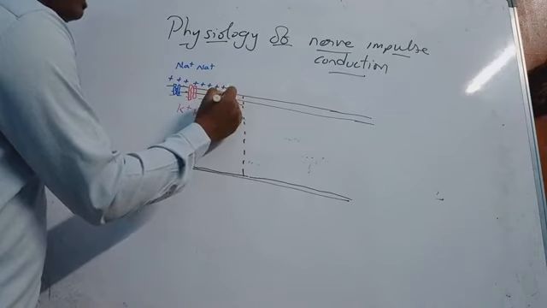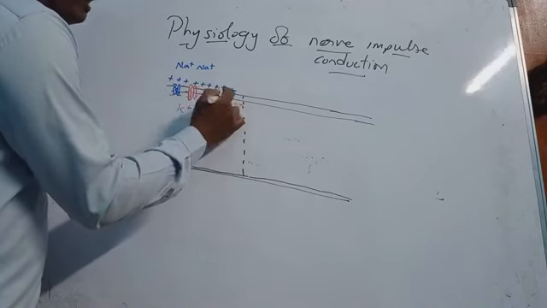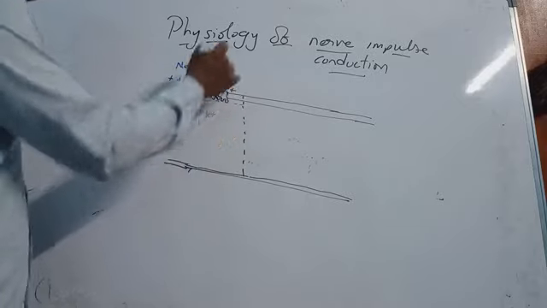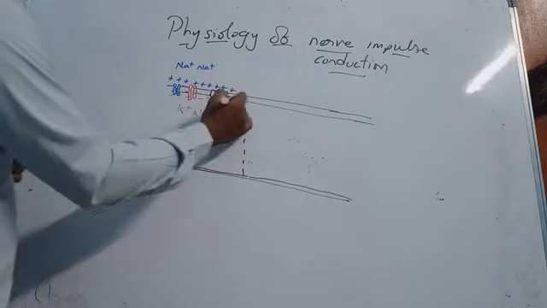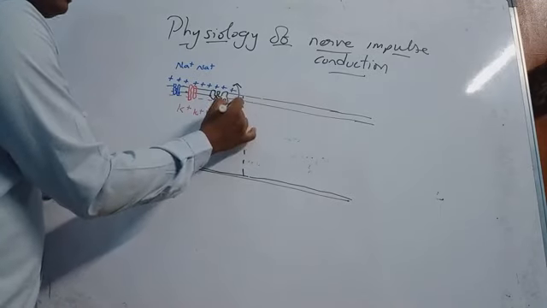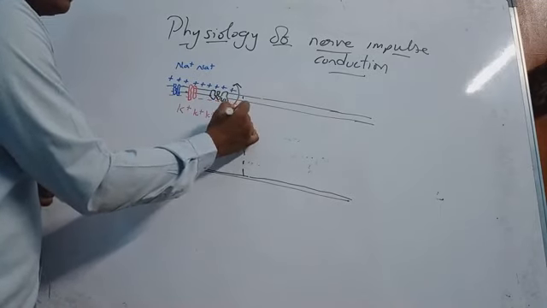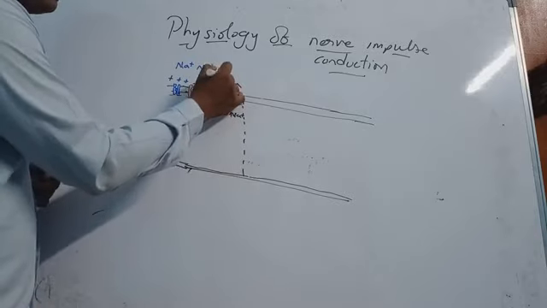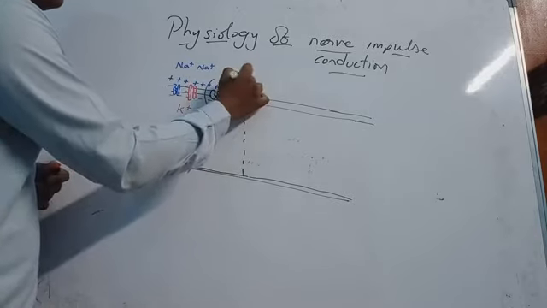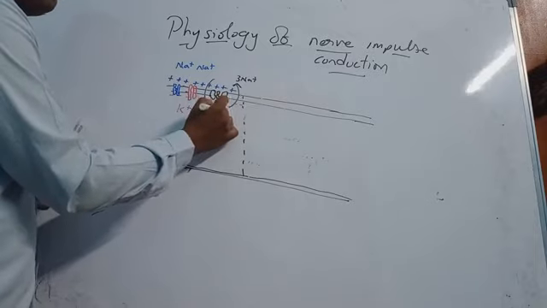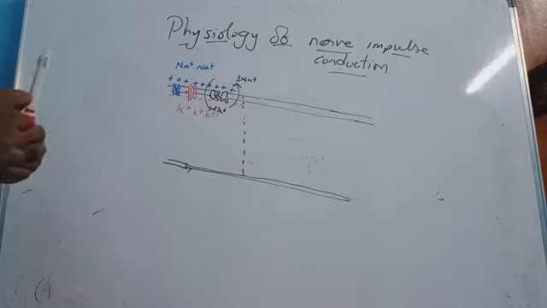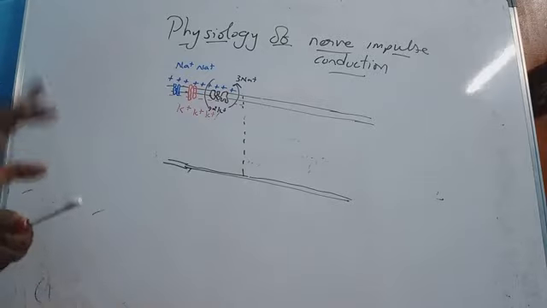As I have said, 3. So how many can it pump out? It can pump out 3 sodium ions at once, taking in how many? Only 2. So it will pump out 3 sodium outside, and it will pump in 2 potassium. I'll write that: 3 sodium outside, and 2 potassium pumped inside. So this is happening when there is resting membrane potential.